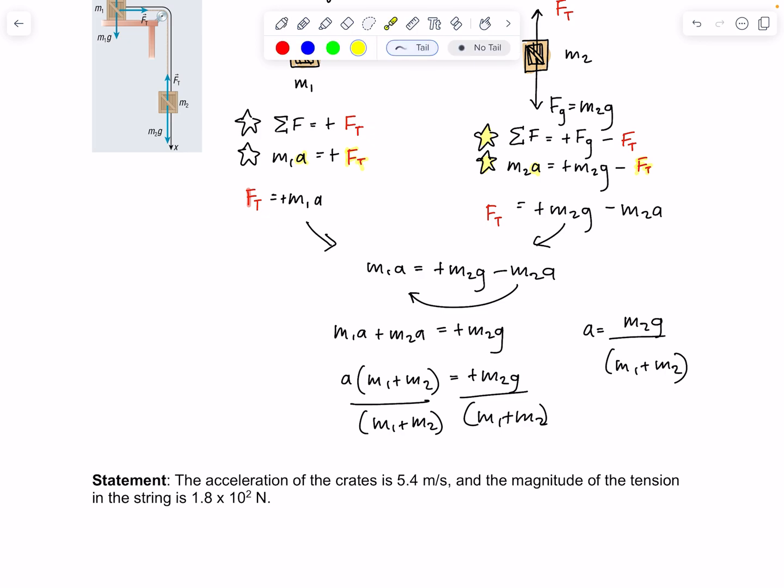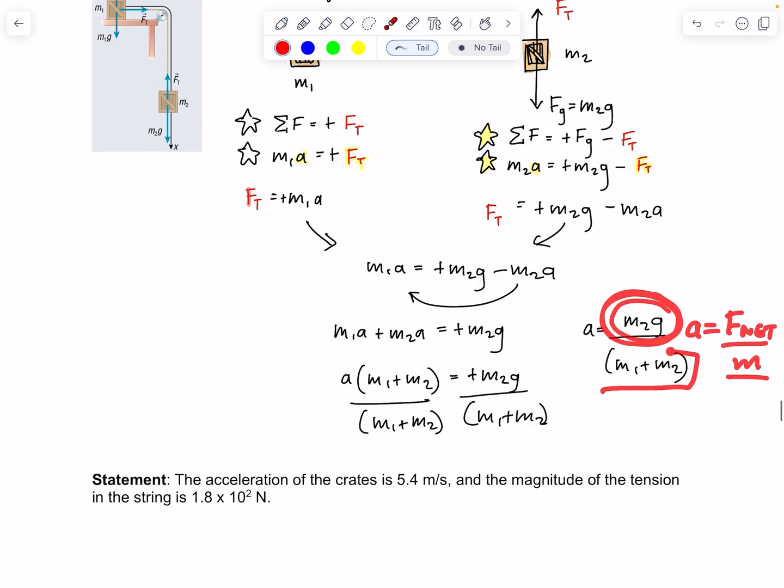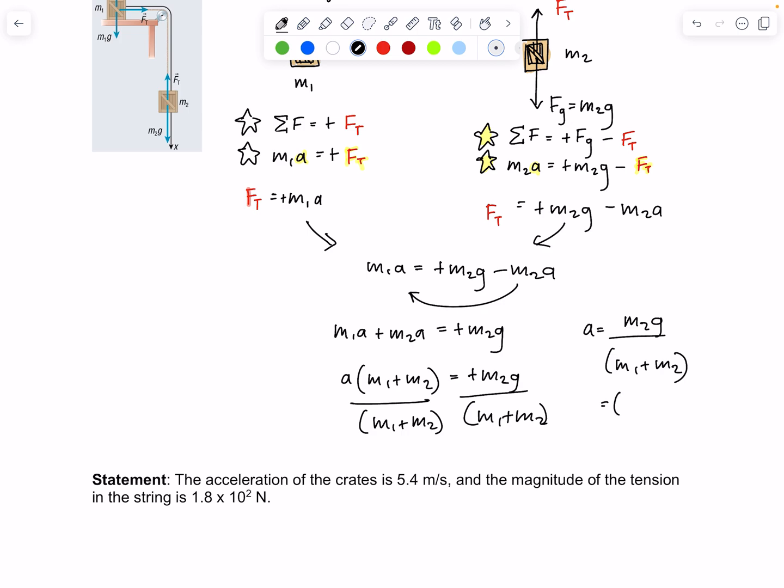Now this looks, folks, familiar. It is as if we are saying acceleration is equal to net force divided by mass, where the net force that is driving this acceleration is the force of gravity of the hanging mass. That is the whole reason why this system is accelerating, divided by the mass. In this case, it's the mass of the system, m1 plus m2. If we sub and solve, we end up with 40 kilograms times 9.8 newtons per kilogram divided by 32.5 kilograms plus 40 kilograms. Punch this in, and we end up with an acceleration of 5.4 meters per second squared.